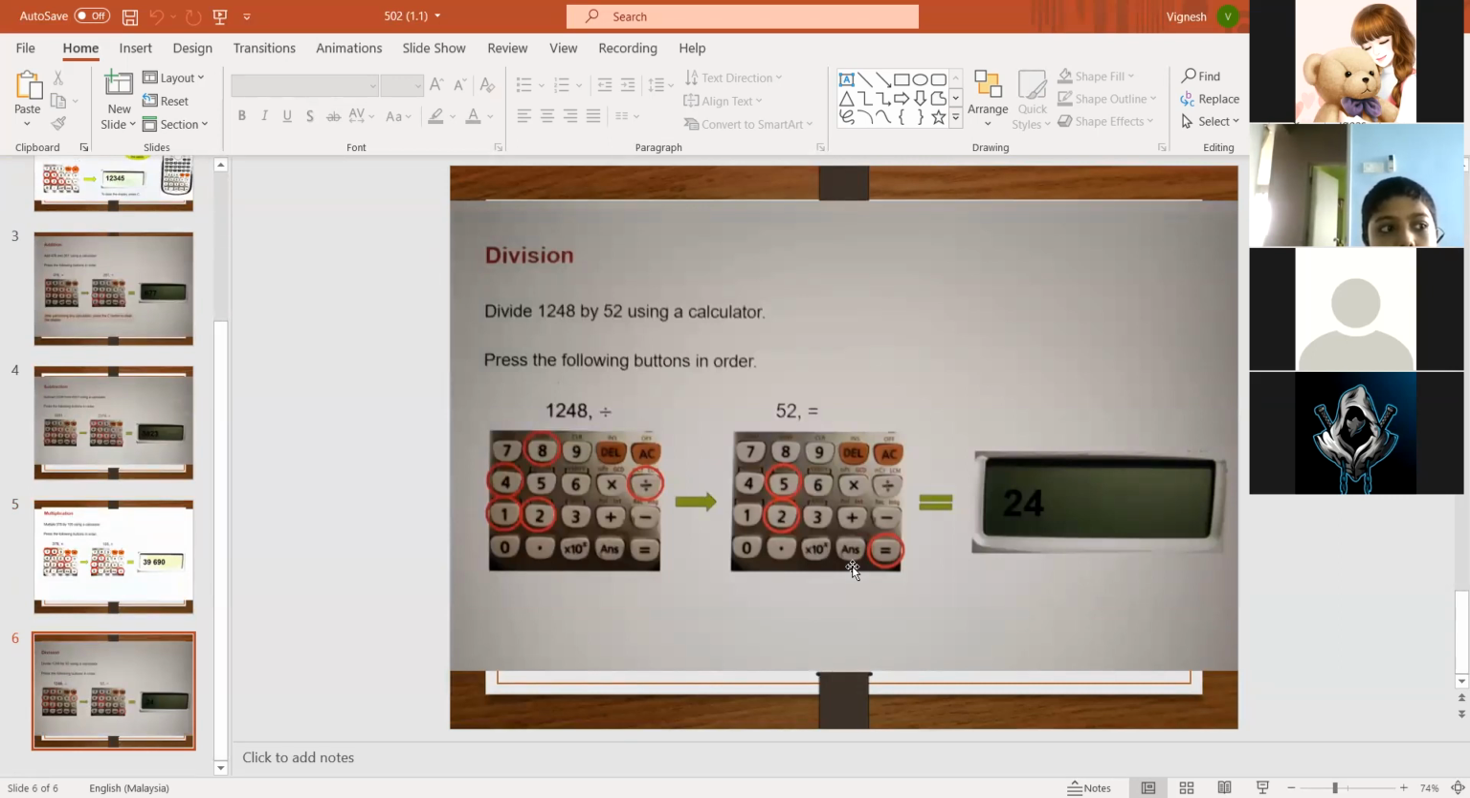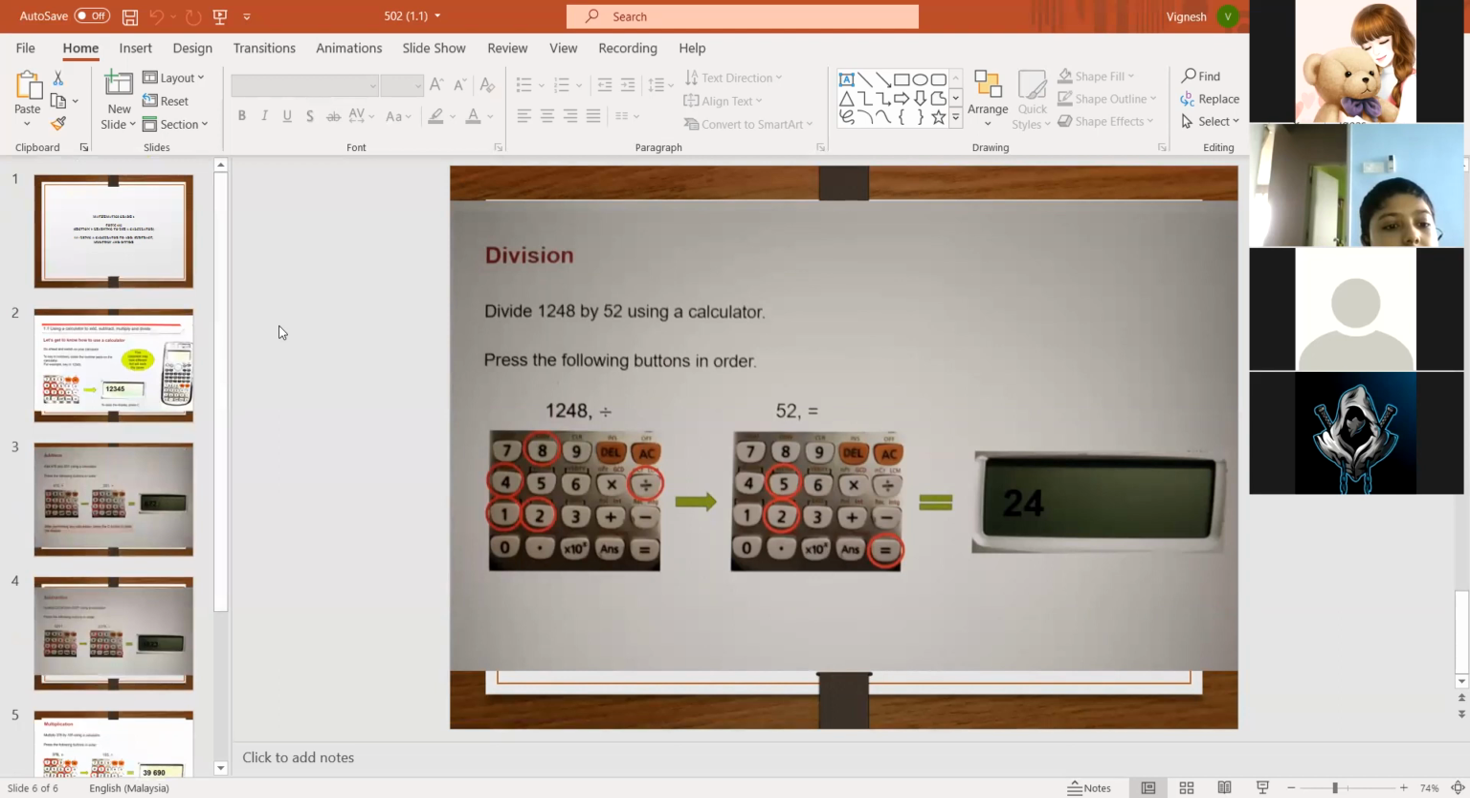Okay, division. Divide 1,248 by 52 using a calculator. Press the following buttons in order. Which one do you need to press first? The biggest number, 1,248, and then you press the divide button there. And then press 52, and it equals 24. Very good. So this topic is done.